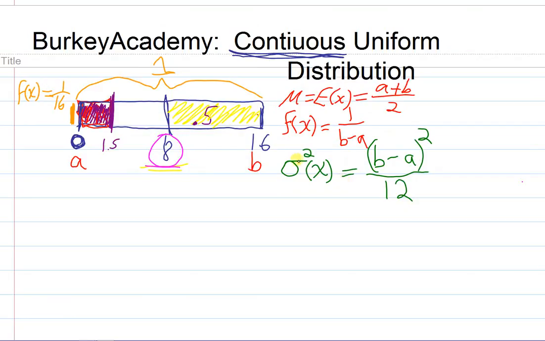And so the variance here would be, b is 16, a is 0. So it's basically going to be, for this example, 16 squared over 12. And so that's going to give us 21.333.